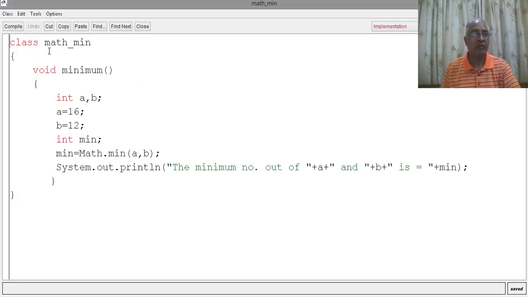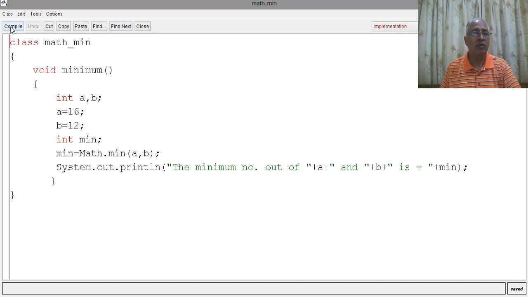Then we come to the math min function. This is the class MathMin. Void minimum. Minimum is a function. Int A, B, 16 and 12 are taken again. Int min. Min is the variable to hold the minimum value out of two values. Min is equal to Math.min(A, B). Again two arguments are taken. Here again the output is formatted. The minimum number out of A and B is equal to min.